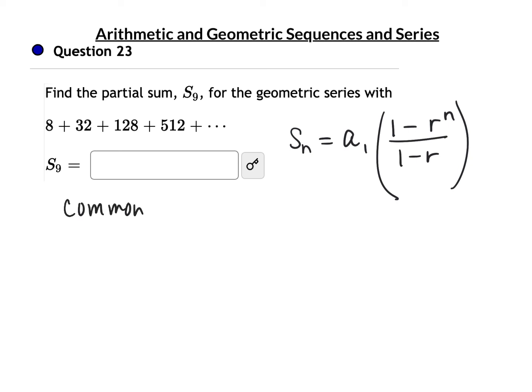In a geometric sequence or series, we take any current value, except for the first one, and we divide by the previous. It would be 32 divided by 8, which is 4. Every time we step forward, we multiply by 4.